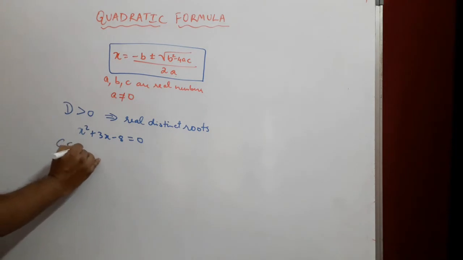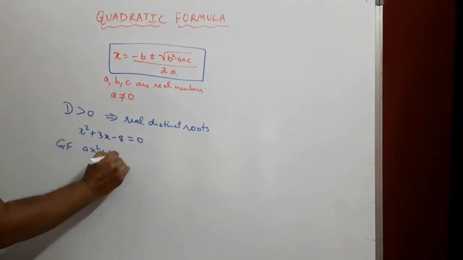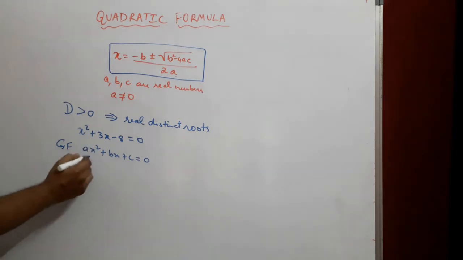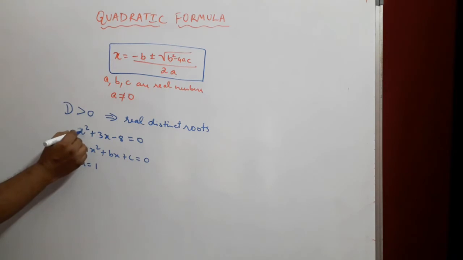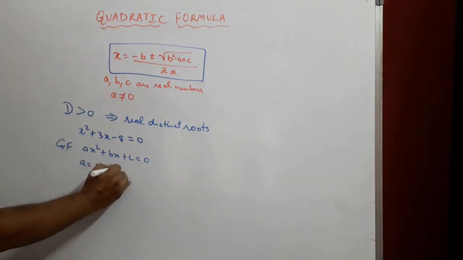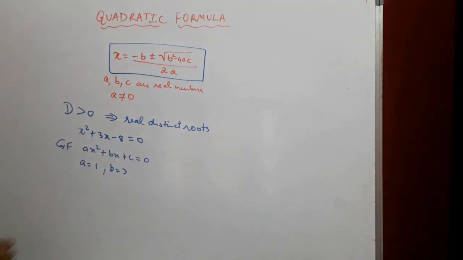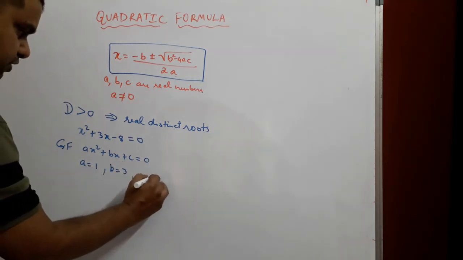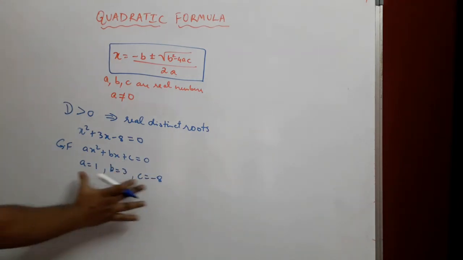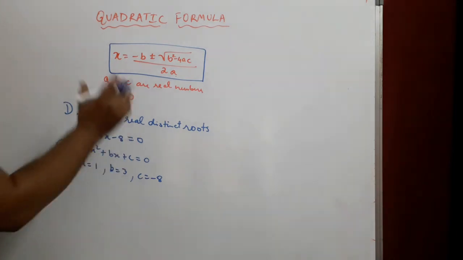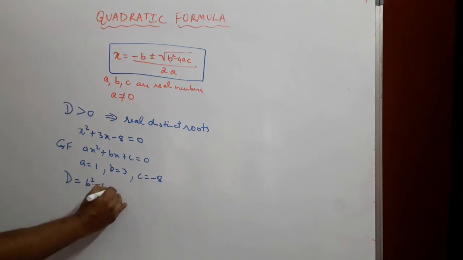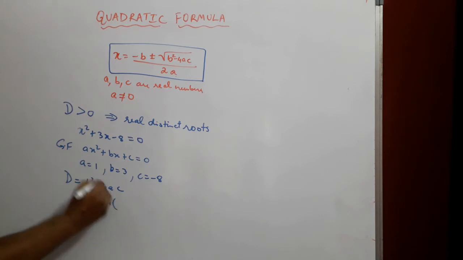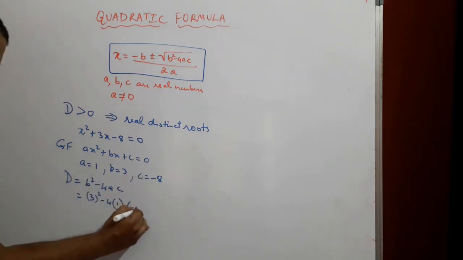The general form is ax square plus bx plus c equal to 0. So if we compare it, we get a equal to 1, because that is the coefficient of x square, b equal to 3, which is the coefficient of x, and finally c equal to minus 8. Now we use these values and put them in our discriminant formula, which is d equal to b square minus 4ac. b is 3 whole square minus 4 into a, which is 1, and c, which is minus 8.